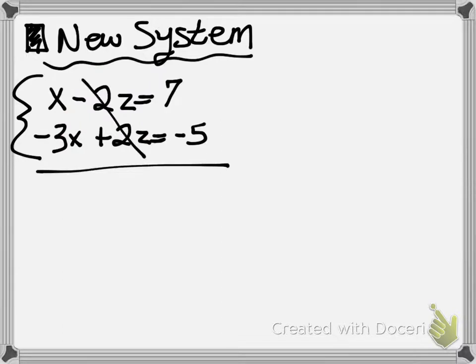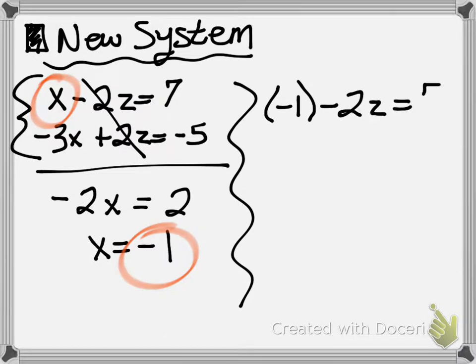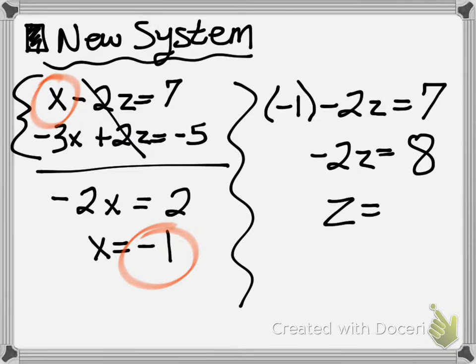Those will eliminate, and I'll be left with -2x equals 2. So now I know that x equals -1. That is one of our final answers. The x is -1. Don't let that disappear. Because I know what x equals, I can substitute that value into one of our original equations here in our new system. So solving, I know that z is going to equal -4. So once again, this is one of our final answers.